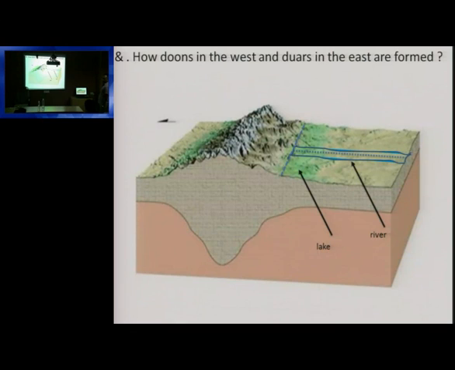You say Dehradun. So dunes in the western region, duars in the eastern region, Sikkim, Nepal and all. Okay, what are those? Dunes, Dehradun is a valley. How has it been formed? I'll tell you. There was a river and the river was passing. Imagine this is not here.